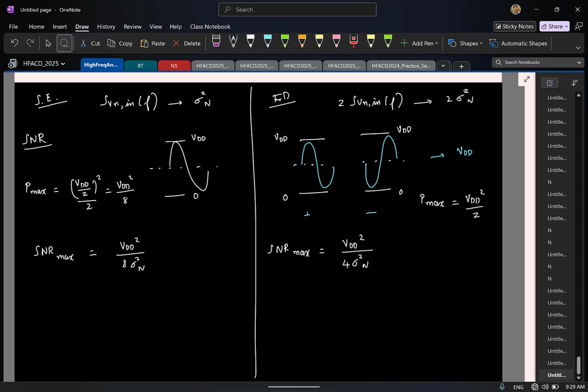So now tell me which is better, single-ended or fully differential? Fully differential, right? Because the SNR you can get here is 2 times higher than what you can get in the single-ended case.